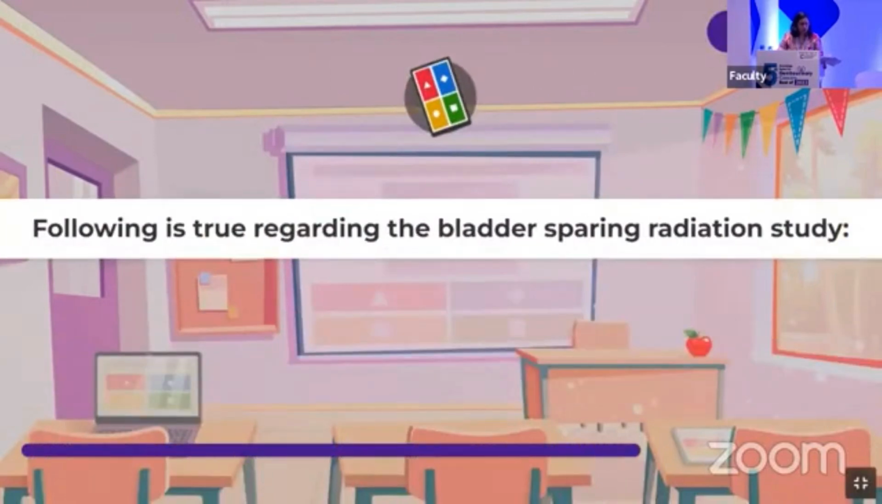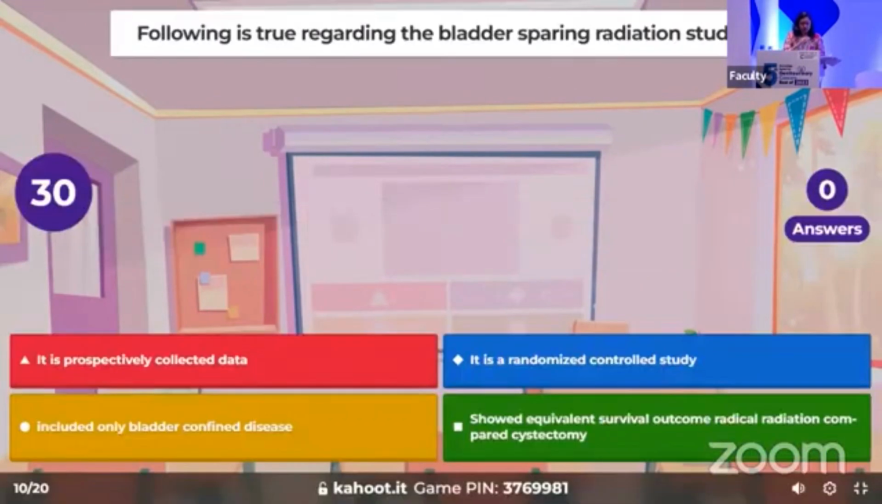So which statement is true regarding bladder sparing radiation, in the bladder sparing radiation study? So 1, it's a prospectively collected data. 2nd, it's a randomized control trial. 3rd, they included patients only with bladder confined disease. And the last option is there was equivalent survival outcomes in the radical radiation group compared to the cystectomy group.